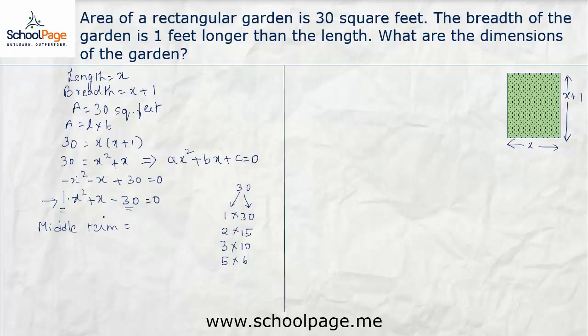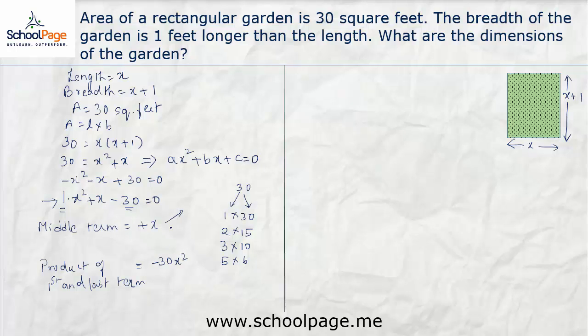The middle term for our equation is plus x. Let us also write the product of first and last term. The product of first and last term is equal to minus 30x square.